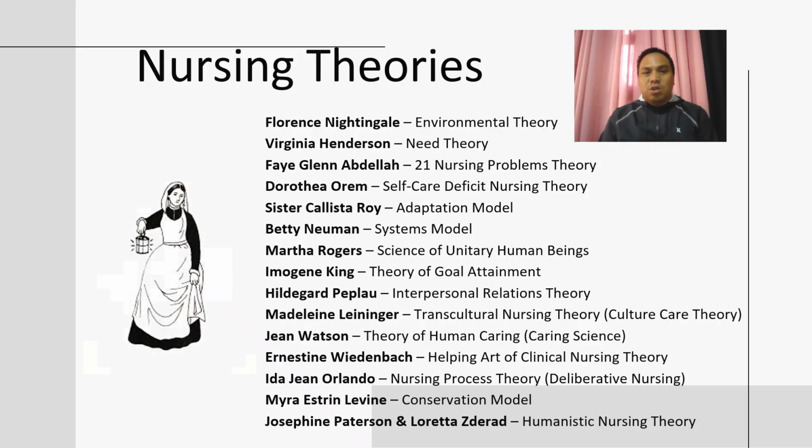We have Ida Jean Orlando, nursing process theory, that is deliberative nursing. Nursing action should be based on the patient's immediate needs, not on routines. We have Myra Estrin Levine, conservation model. Nursing conserves patients' energy, structural integrity, personal integrity, and social integrity. And last one, we have Josephine Paterson and Loretta Zderad, humanistic nursing theory. Nursing is a caring relationship that values the uniqueness and dignity of each person.